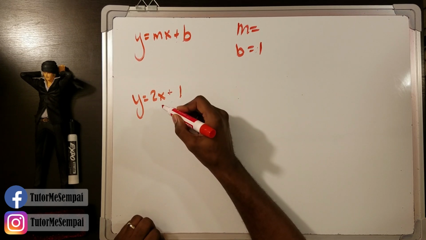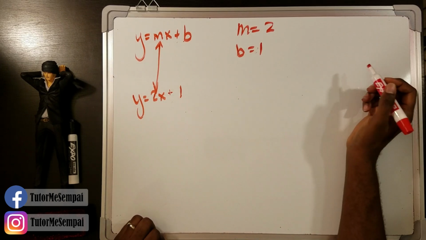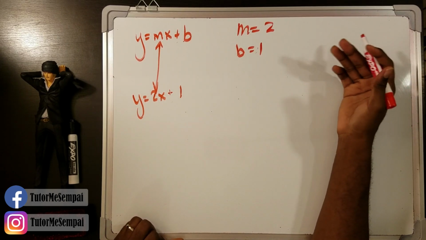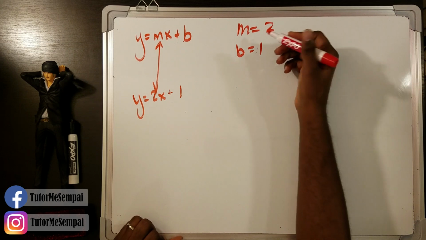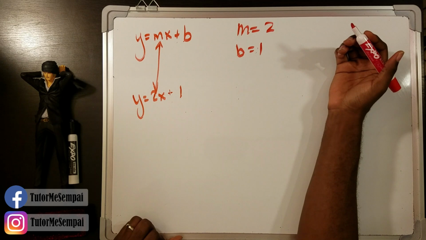Now, what is your m? Well, in this case, the m is going to match up with this 2, right? So how do we use this to graph our function? We know what our slope is. We know what our y-intercept is, right? How do we use this to graph our function?